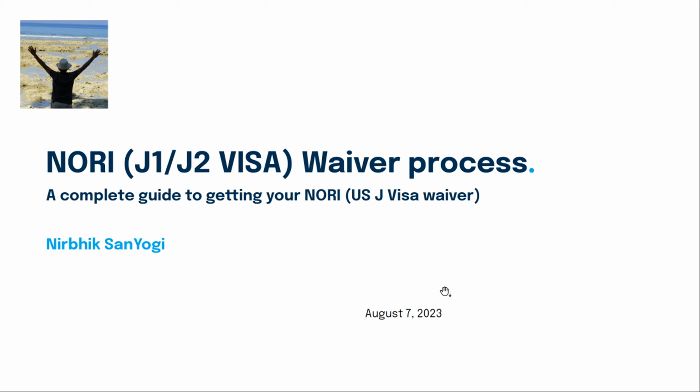Hello everyone. Today I'm going to share some important information regarding how you will get a waiver if you are staying in the USA on a J1 visa. Particularly, I'm talking about J1 because J2 is dependent on J1. So if a J1 candidate applies for the waiver process, J2 will automatically get that, right?